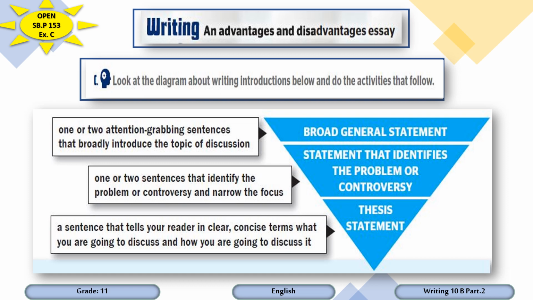Dear students, please I want you to watch and listen carefully to the following statements. 1. Broad general statement. The broad general statement is one or two attention-grabbing sentences. So, the function of the broad general statement is to attract the attention of the reader. It also broadly introduces the topic of discussion. Statement that identifies the problem or controversy: one or two sentences that identify the problem or controversy and narrow the focus. Thesis statement. Thesis statement is a sentence that tells your reader in clear, concise terms what you are going to discuss and how you are going to discuss it.